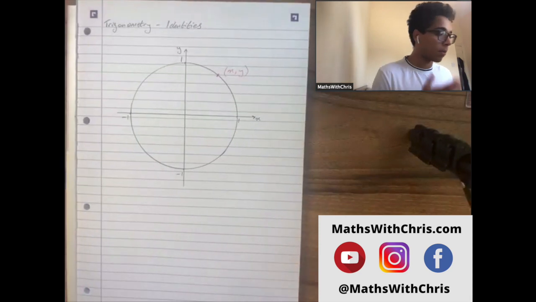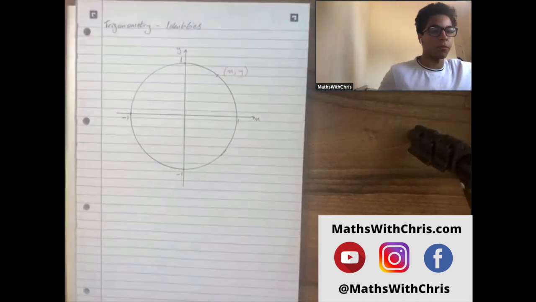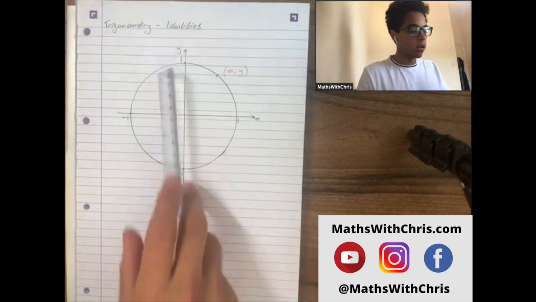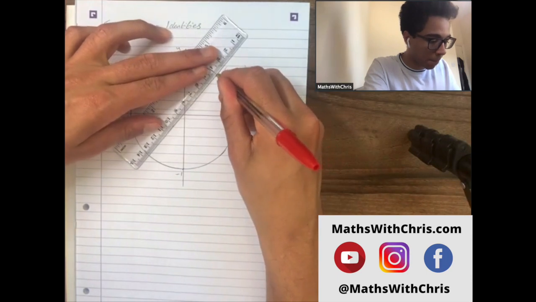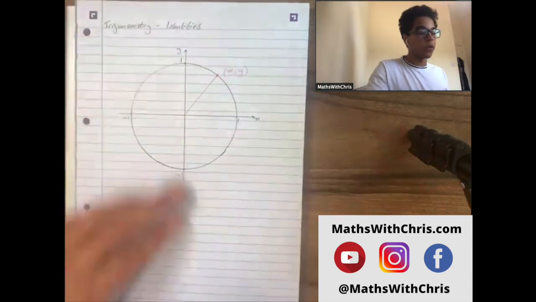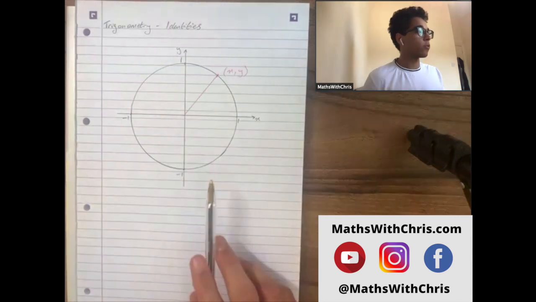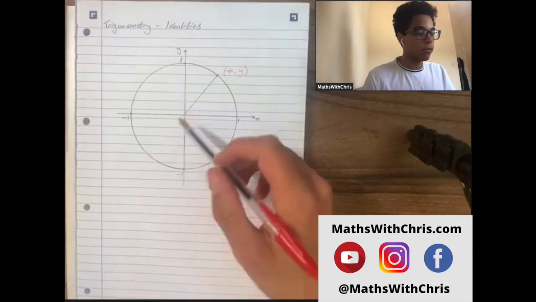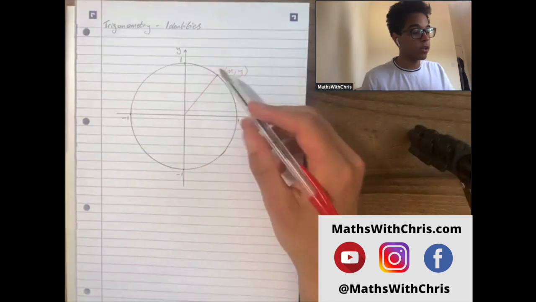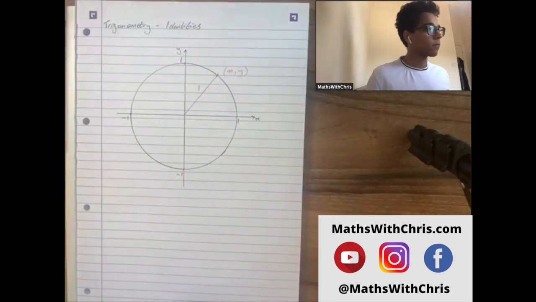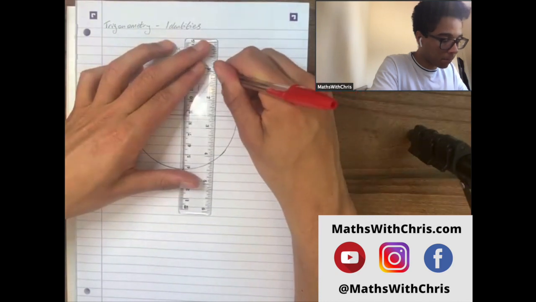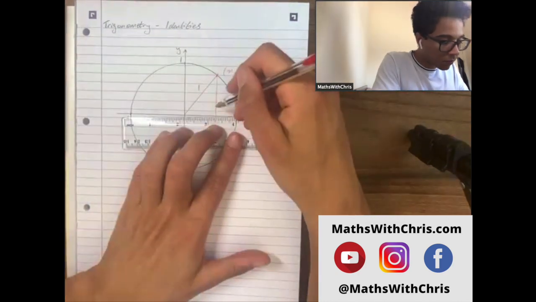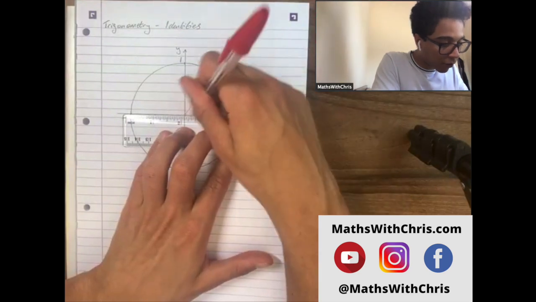What can we say about this point, and how can we construct some sort of triangle? If we join the origin up to this point, what do we know? First of all, this is a circle of radius 1, so from the center to the edge this has length 1. And if we connect this point down to the x-axis, we can create a little right angle triangle inside the circle.